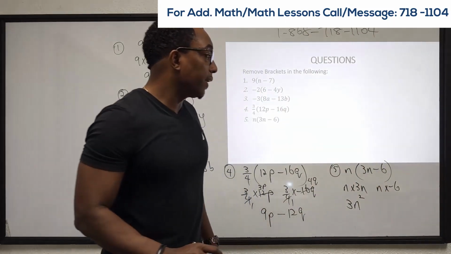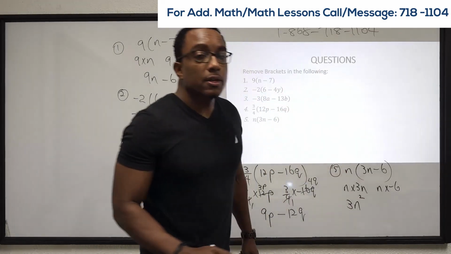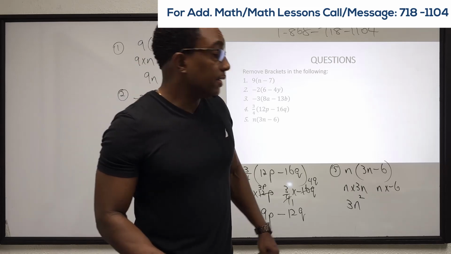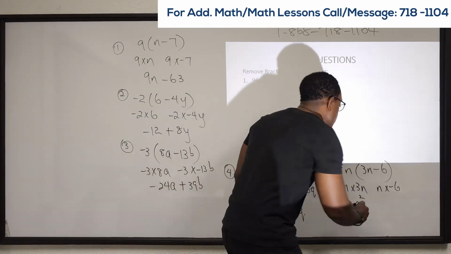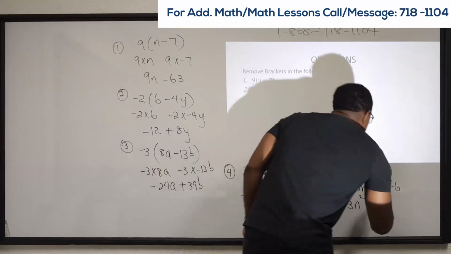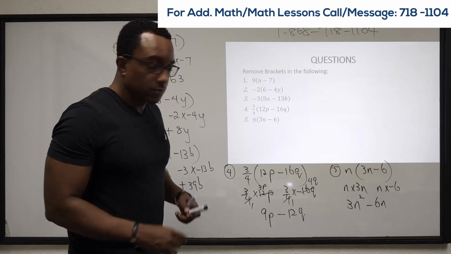So we have 3n squared, and n by negative 6, a plus sign is understood in front of n, positive n by negative 6, a plus by a minus is a minus, n by 6 will give us 6n. So we have removed our brackets.